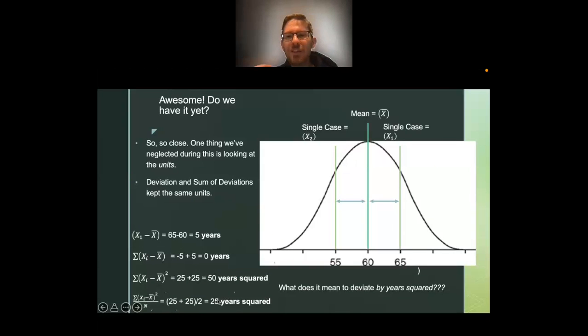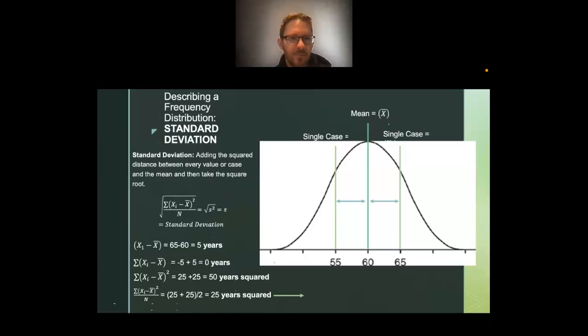But that doesn't really make much intuitive sense. What does it mean to deviate by years squared, right? So in the variable age, it is dispersed by a measure of 25 years squared. That doesn't mean much. So we want to take that away. And that's what we do with what's called the standard deviation. It is taking out that squared part so we can talk about the variance in terms of actual units.